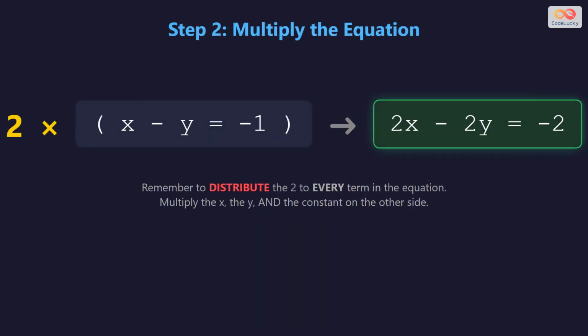Step 2 is to perform the multiplication. We take the entire second equation and multiply it by 2. It is crucial to distribute this 2 to every single term. 2 times x is 2x, 2 times -y is -2y, and 2 times -1 is -2. Now we have our new equation.